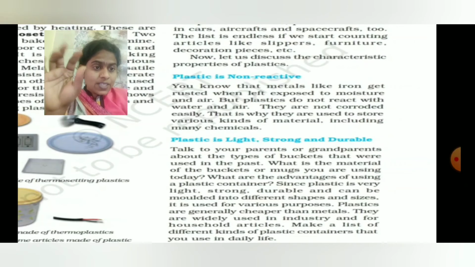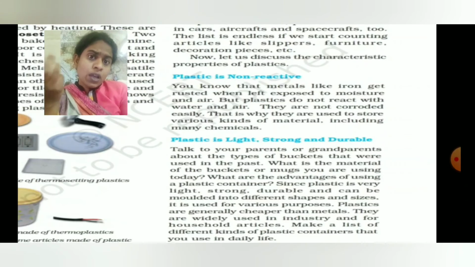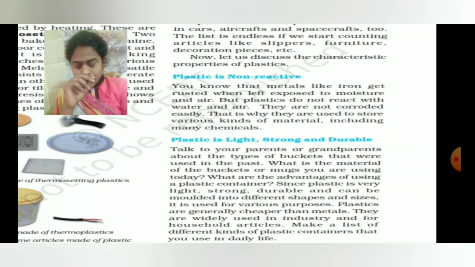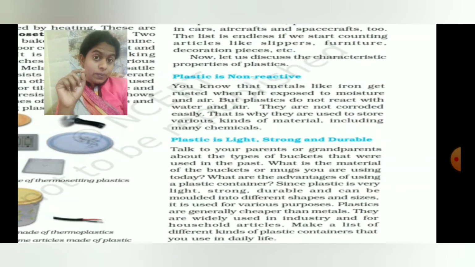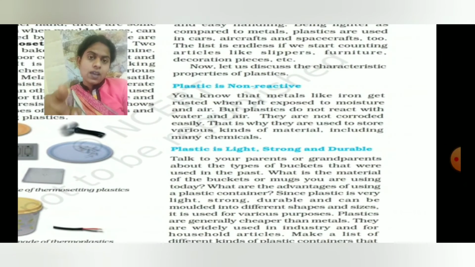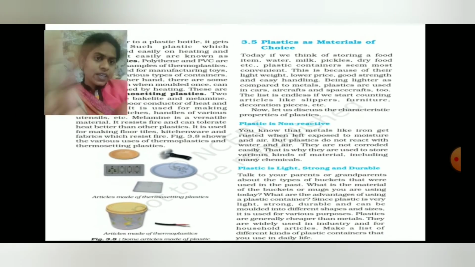For the household articles, make a list of different kinds of plastic containers. So you can easily list out the different kinds of plastic containers which are used in your home to store the varieties of materials, isn't it? So note down the different types of materials stored in your home with the help of plastics. So understood, the plastics are non-reactive and they are light, strong and durable. Okay, so let's move to the next slide.